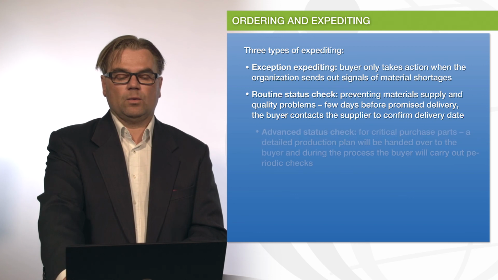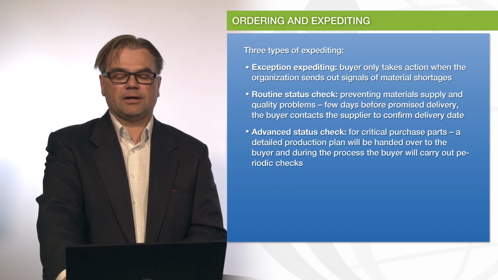And finally, we will have an advanced status check. This is for critical purchase parts. A detailed production plan will be handed over to the buyer, and during the process the buyer will carry out periodic checks. Critical may mean that the materials have tight quality tolerance or they are coming from a problematic supplier.